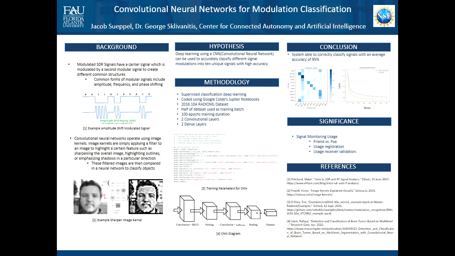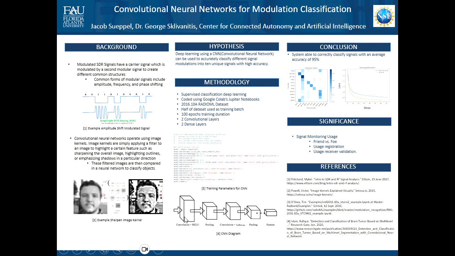So for this, we'll be using deep learning with a convolutional neural network to classify different signals with as high accuracy as possible. To do this, we're going to be using Google Colab Jupyter notebooks with the 2016 RadioML dataset, which is a well-established dataset containing 10 different types of modulation signals.